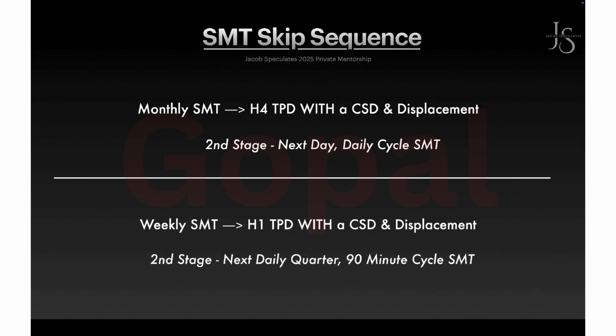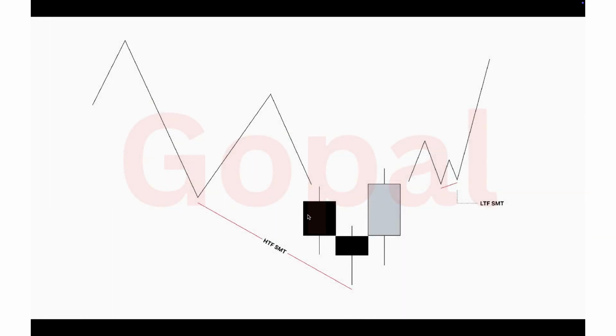And if you have a weekly cycle SMT, to confirm that, you would look for an hourly TPD with a CSD, or change in the state of delivery, and displacement. And for your second stage SMT, you want to see that next daily quarter open up, and then you want to see a 90-minute cycle SMT. So a little example of that would be we have a higher time frame SMT, and then we would form a TPD, and then on candle 3, we would change in the state of delivery, and then that next day or next quarter open, you would look for a lower time frame SMT.